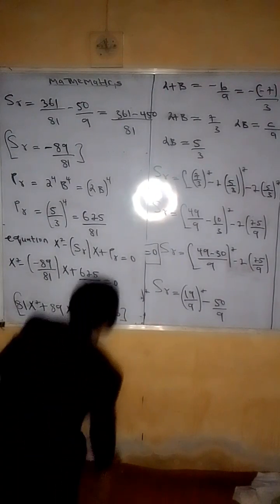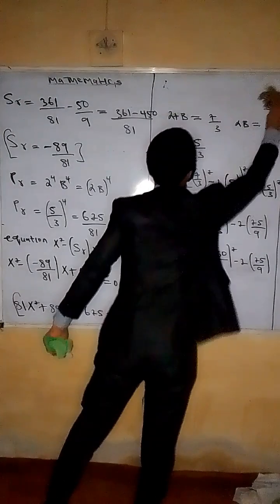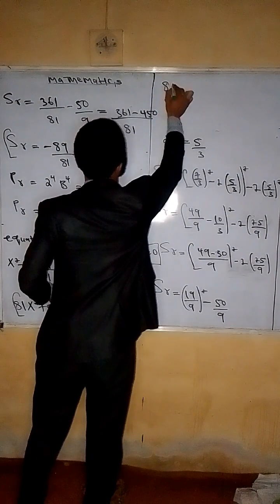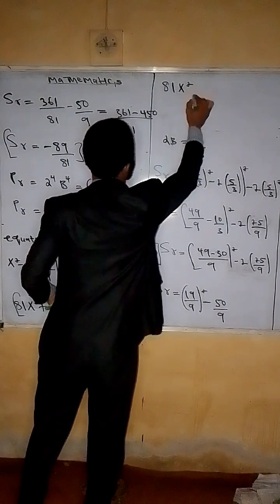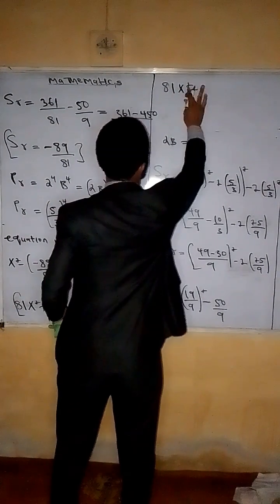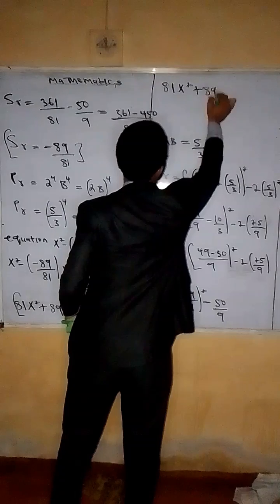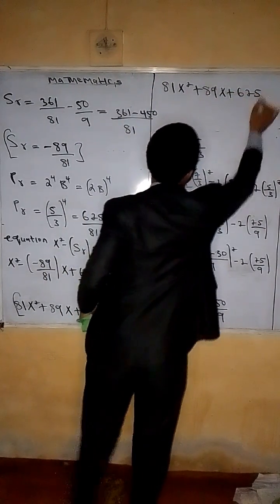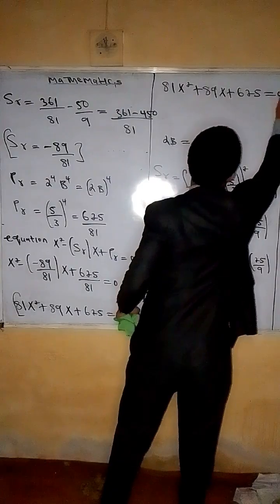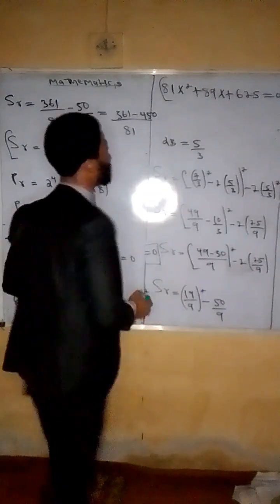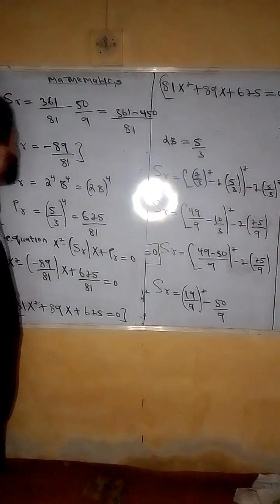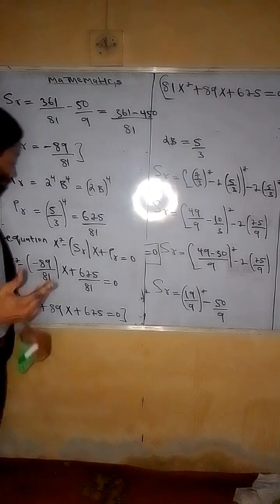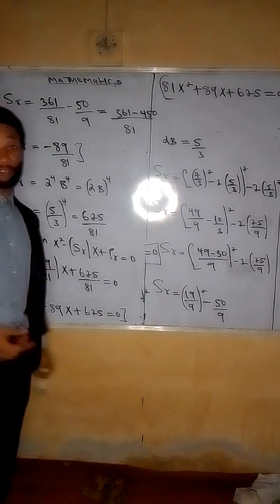I think at the end of the day, our answer is going to be 81s squared plus 89s plus 625 is 0. So the equation we are going to have will be 81s squared plus 89s plus 625 is equal to 0.